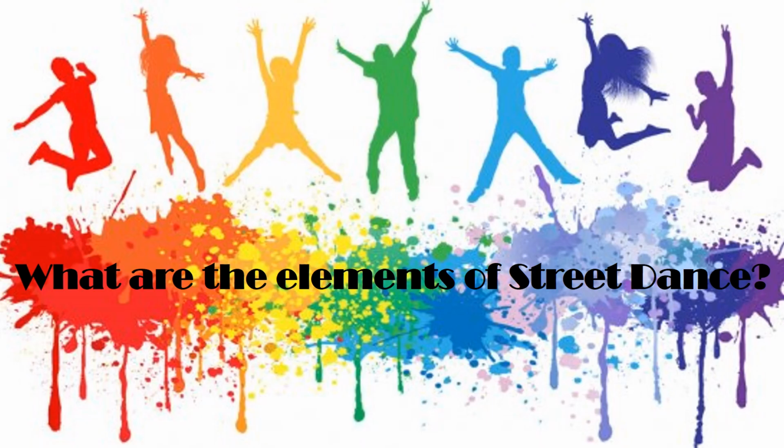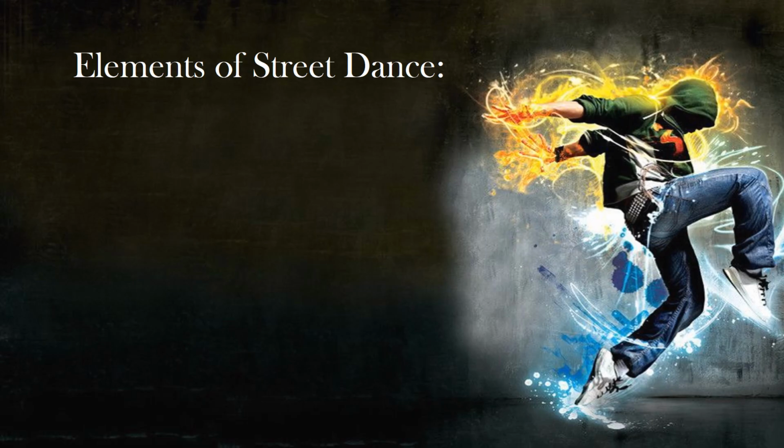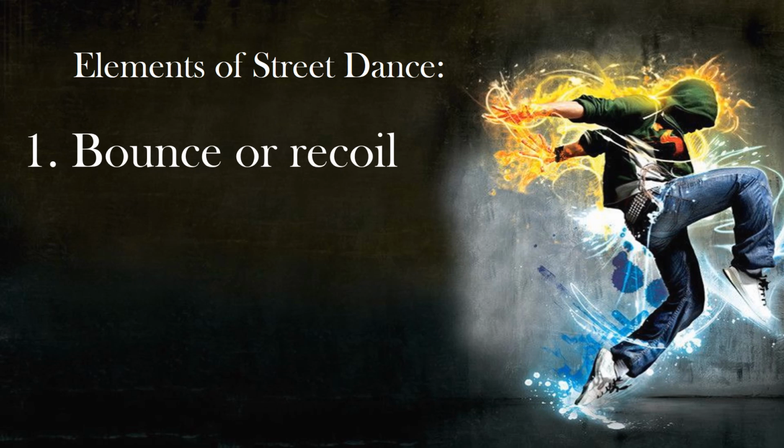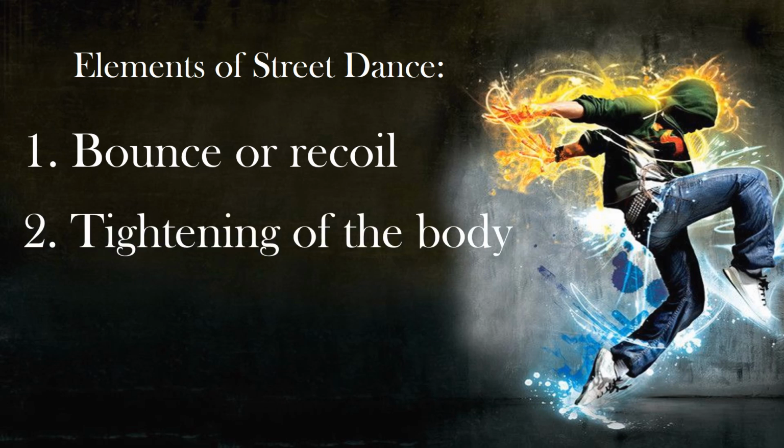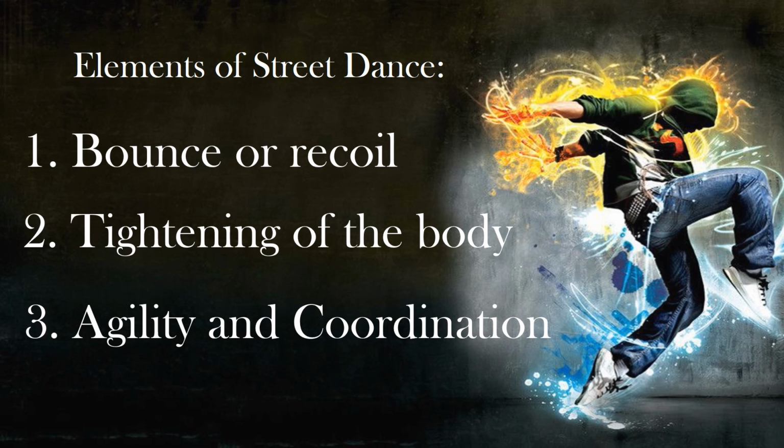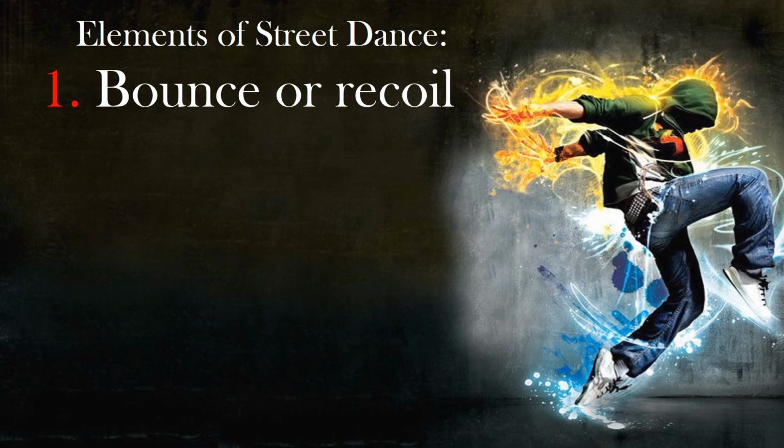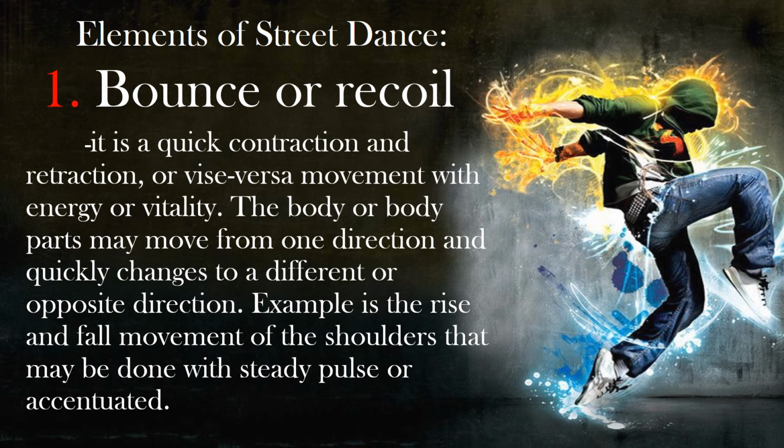What are the elements of street dance? Let's find out! The elements of street dance are bounce or recoil, tightening up the body, agility and coordination, and fun. Let us first discuss bounce or recoil. It is a quick contraction and retraction or vice versa movement with energy or vitality. The body or body parts may move from one direction and quickly change to a different or opposite direction. An example is the rise and fall movement of the shoulders that may be done with a steady pulse or accentuated.